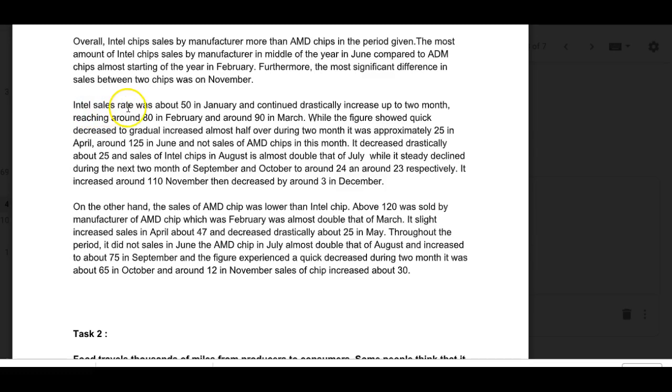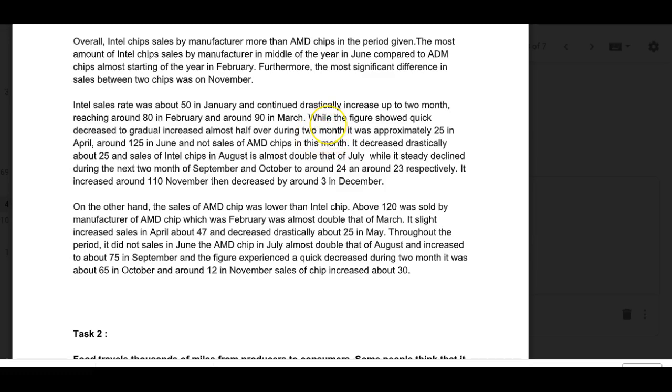More specifically, Intel sales were about 50,000, of course, in January, and continued a steady increase in the following 2 months, reaching around 80 in February and around 90 in March. While the figures quickly decreased, what does that mean? To gradual increased, almost half over during 2 months. It was approximately 25 in April, around 125 in June, and not sales of AMD chips in this month. Wow, okay. That sentence isn't clear at all.